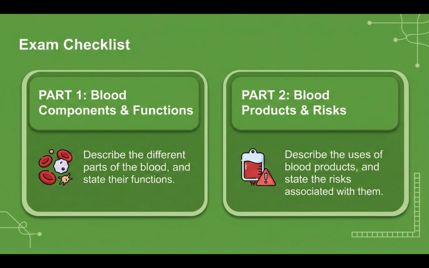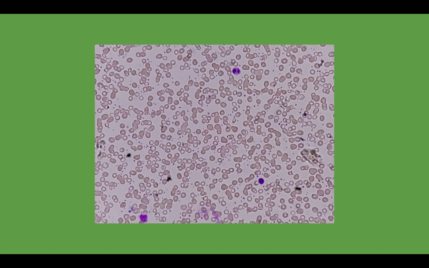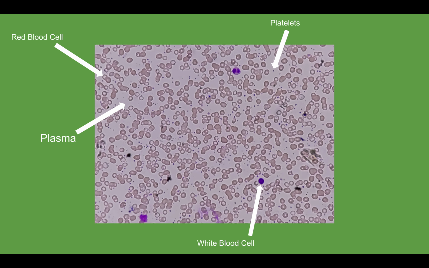By the end of this video, you should be able to describe the different parts of the blood and be able to state their functions. You should also be able to describe the use of blood products and the risks associated with them. Shown here is the plasma, the red and white blood cells, and the platelets. We'll learn more about them in a moment.